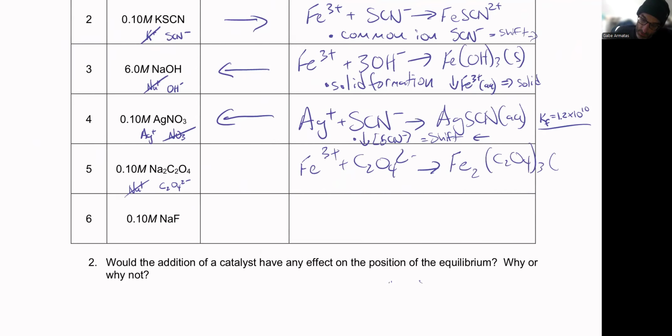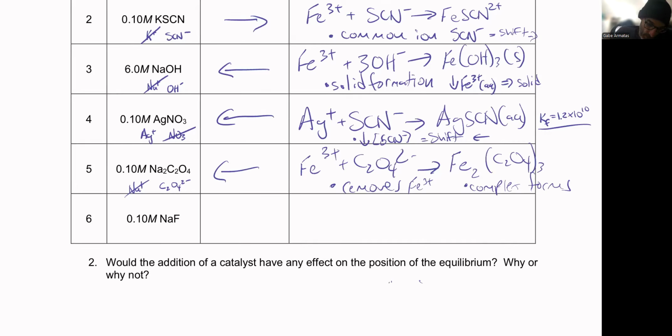Sorry, there we go. I'm not sure if this is a solid. I don't believe it is. This is going to be aqueous. I'm not sure. You're going to have to tell me what you saw, but it removes Fe3 plus, because this complex forms. And because this complex forms, it's removing Fe3 plus, and I don't really care about the presence of that complex. The only thing I care about is that it's removing the iron, and that's shifting it back towards the loss.